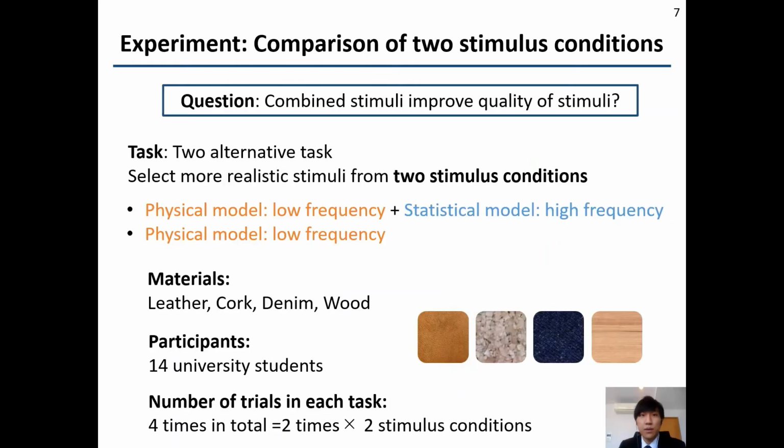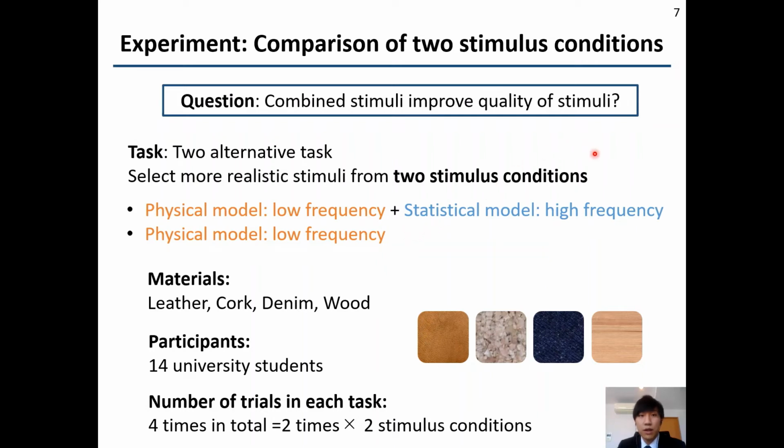To compare the two stimulus conditions, we conducted a user study. We investigated whether the combination of low and high frequency stimuli improves the quality of texture. We compared two stimulus conditions. In one condition, low and high frequency components were incorporated. In another condition, only the low frequency component was presented.